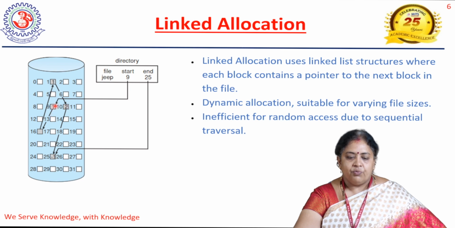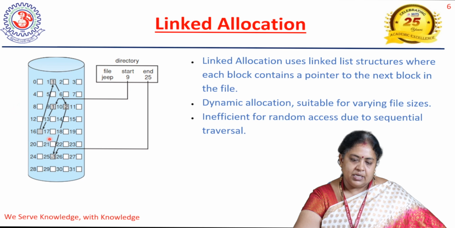We have to go for the starting block. From the starting block we can get the address of the next block, and from the next block we can get the address of the second block. Then from that we can reach the third block. So direct access is not possible in linked allocation. Only sequential access is possible.